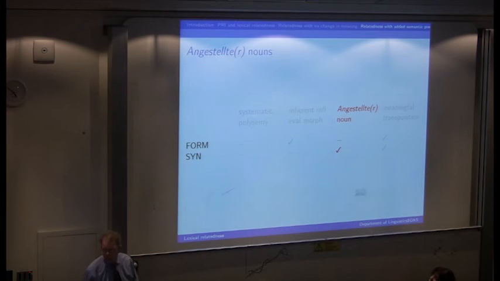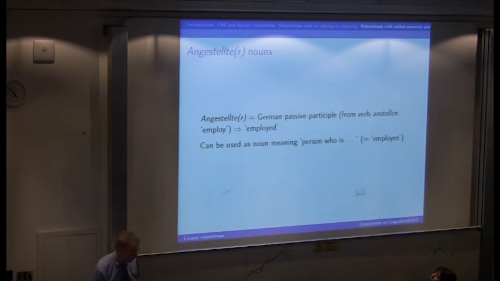The next type, I call this the Angestellte noun type. I suppose I could have thought of a more pronounceable name for this, but I like this. It's named after one of my favourite examples. So Angestellte is a German word, and I hate doing this with native speakers in the audience, but I can't really get away with it. But this is a noun, which means employee, a person who is employed.